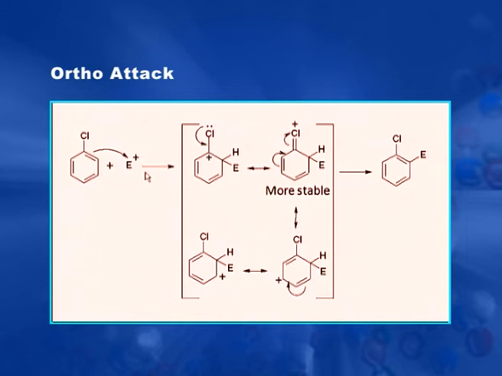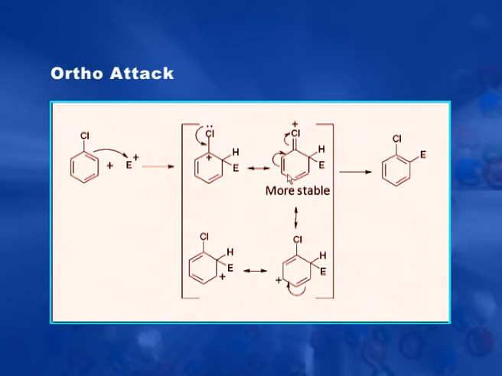There is an attack of the electrophile on the ortho position, and here we get the formation of 4 resonating structures. This lone pair of electrons from the chlorine forms a double bond, and chlorine gets a positive charge. So, this structure is more stable. Why? Because the octet of each atom in this structure is complete. Due to this electron donating mesomeric effect, this structure gets stabilized. So, instead of 3, there are 4 resonating structures, and out of 4, one is extra stable.